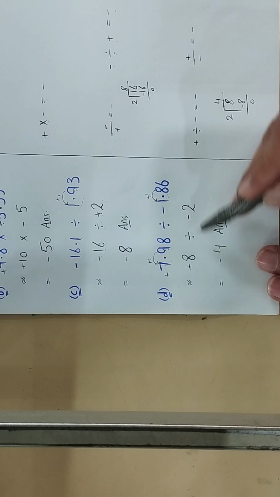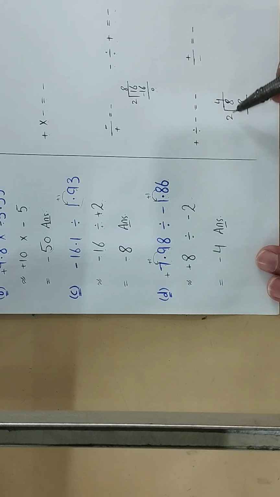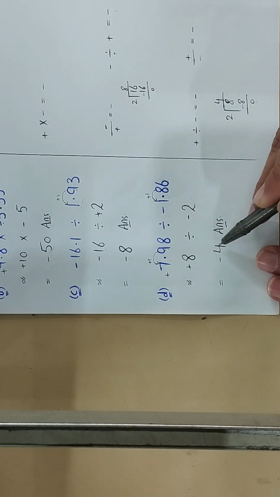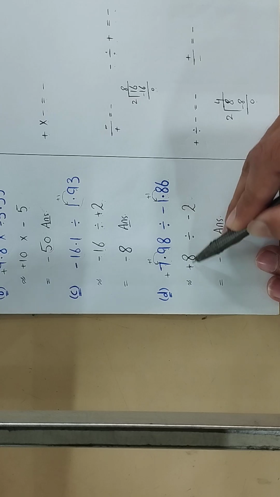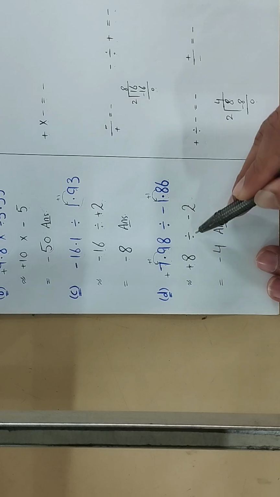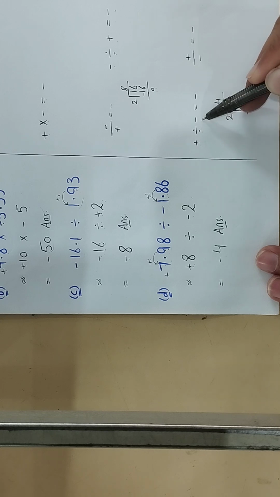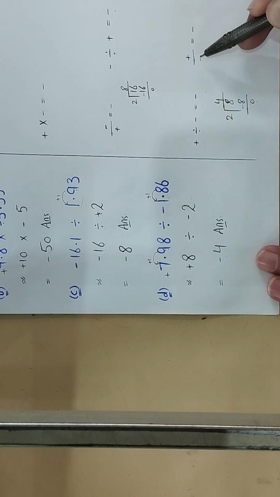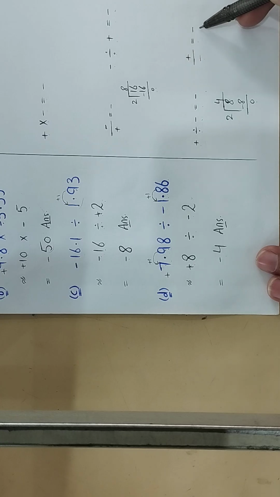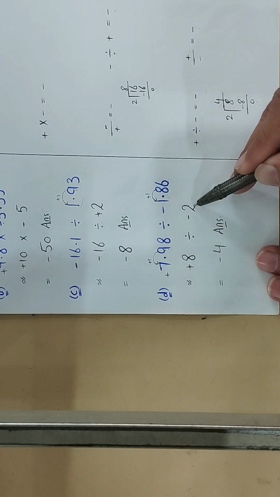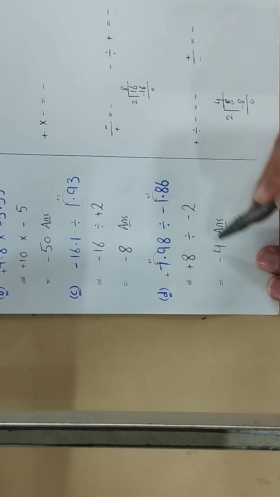Now divide these two numbers. 8 divided by 2, 8 in the house, 2 out of the house, 2 4s are 8, 8 minus 8 is 0. Answer is 4. Which sign is going to be with 4, plus or minus? And for that, see these two signs. Plus divide by minus is minus. According to the rule, plus divide by minus is equal to minus. So 8 divided by 2 is 4, and plus divide by minus is minus.